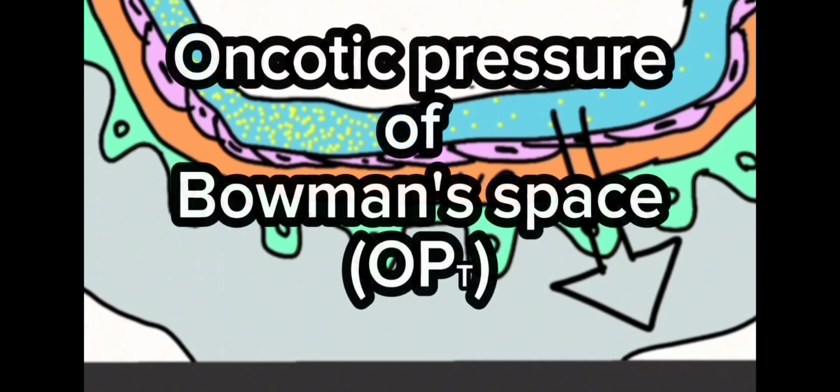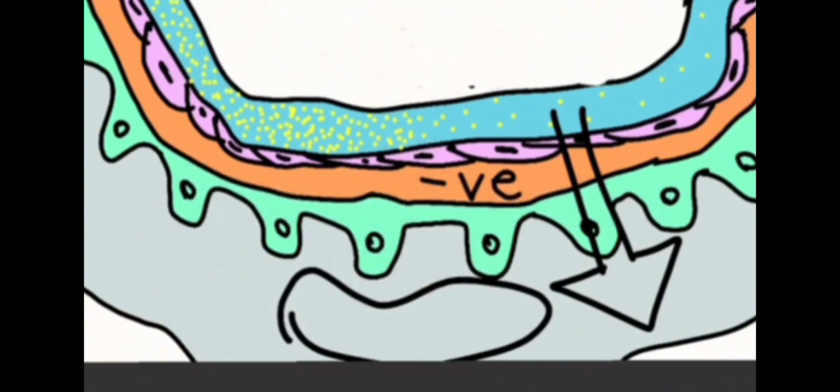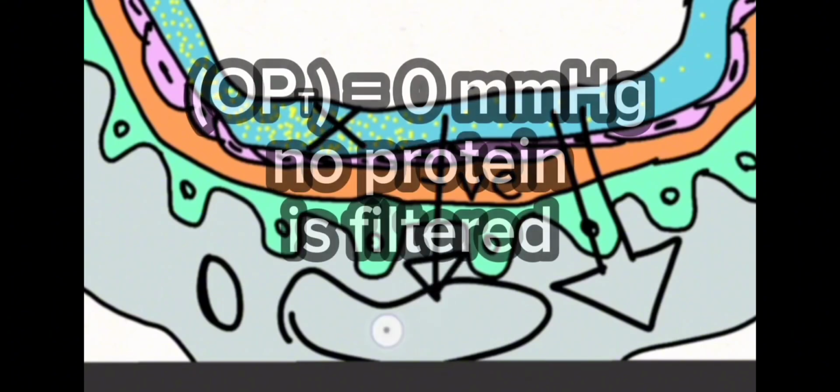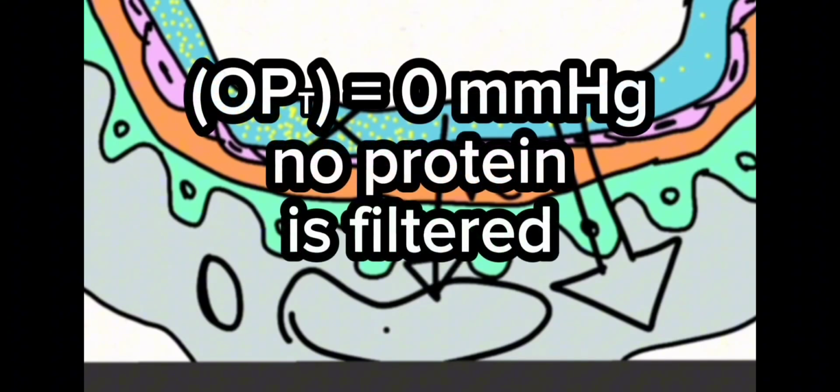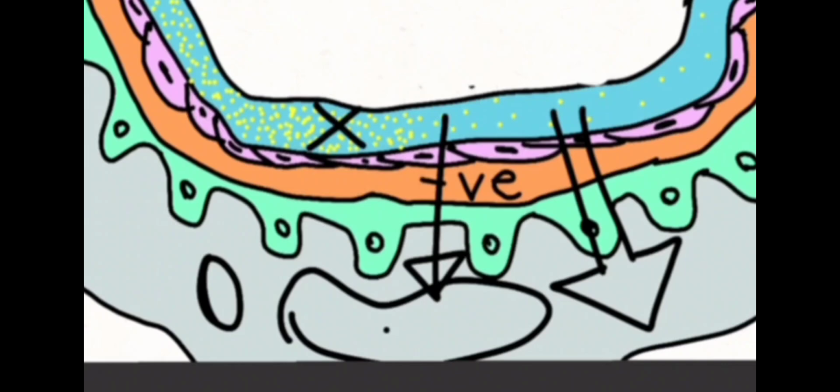There is also something called the oncotic pressure of Bowman's space. But here's the deal. It's zero. Why? Because proteins do not get filtered through the glomerular membrane. So there are no proteins in Bowman's space to pull water osmotically. That's why oncotic pressure equals zero in healthy kidneys.